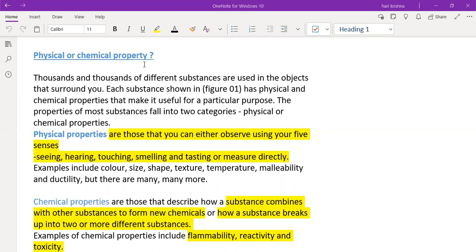Next, temperature. Temperature, you know, right? The degree of hotness or coldness of a body is called temperature. So it is also a physical change only. Then what is the meaning of malleability? Sir, malleability is like some rod turning into a sheet. Very good.